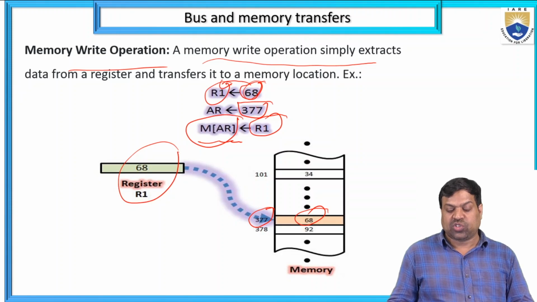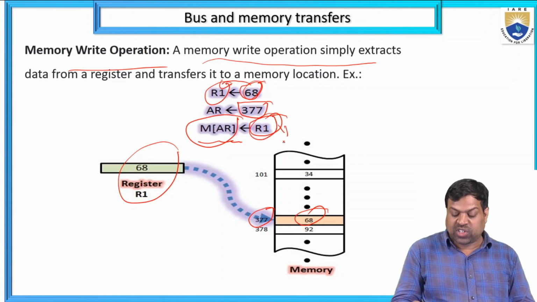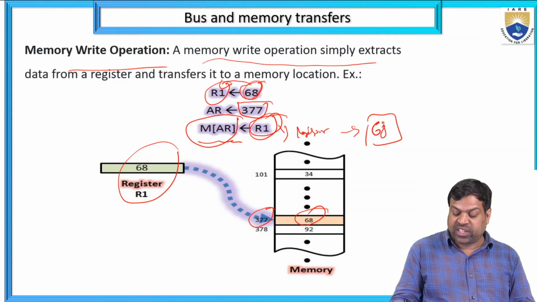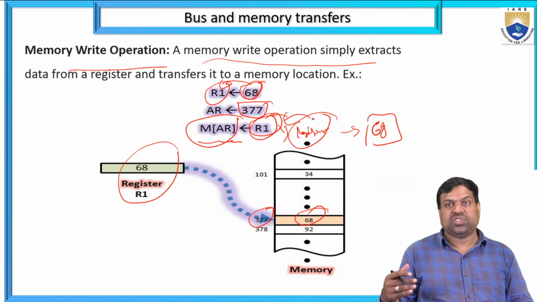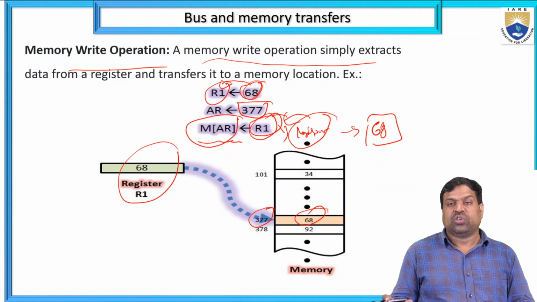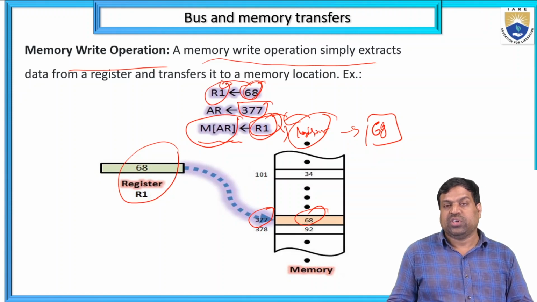So M of AR tends to R1 means R1 is nothing but a register. What is the value of the register? Here the value is 68. The value 68 is stored in this register. The register name is R1. So what is the use of a register? To store data. What is the data? The 68 value is stored in the register R1. That is called DR.